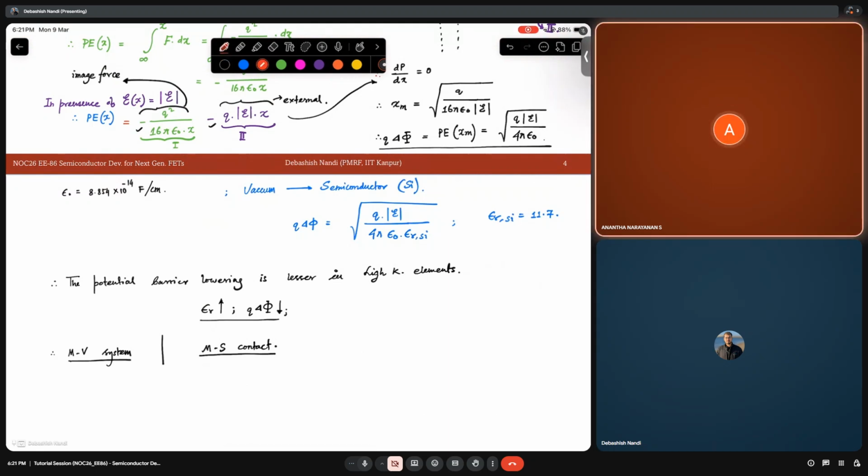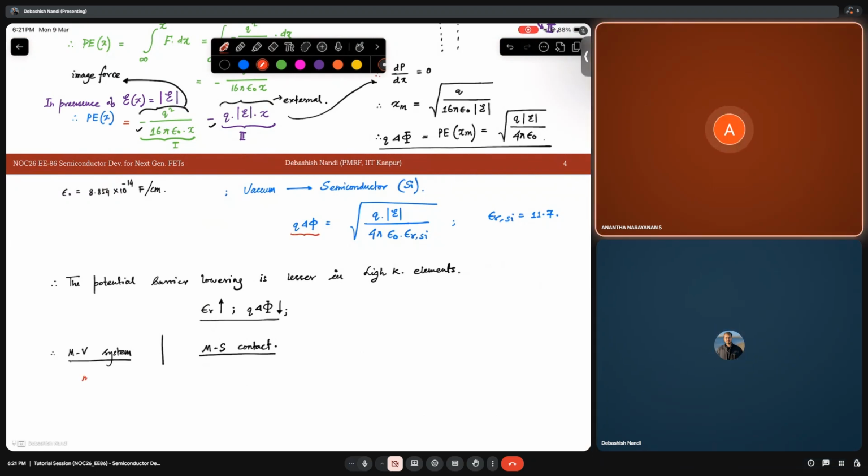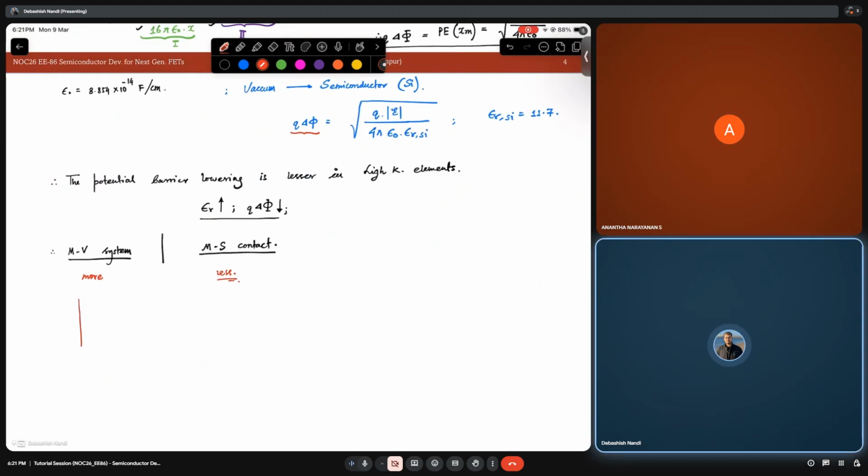Sir, in metal semiconductor, the epsilon r is more, right? So the lowering will be lesser. In that case, Q delta phi will be more in the metal vacuum system then. So in this case, let's say this was my barrier and my final product is something like this in a metal semiconductor system, this barrier will be lowered lesser, right?